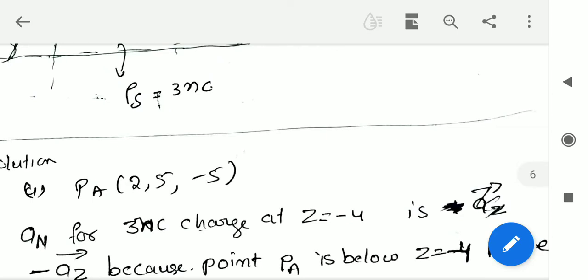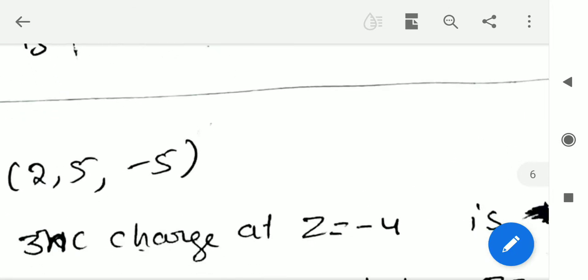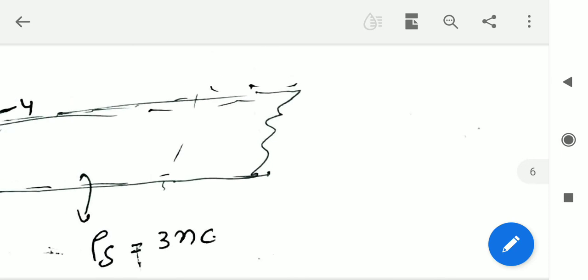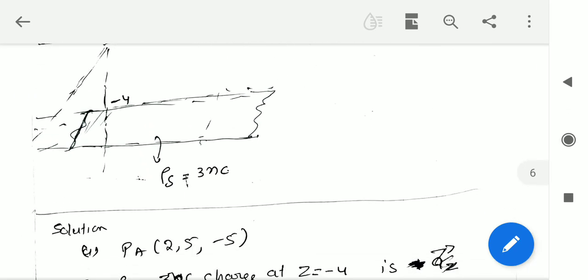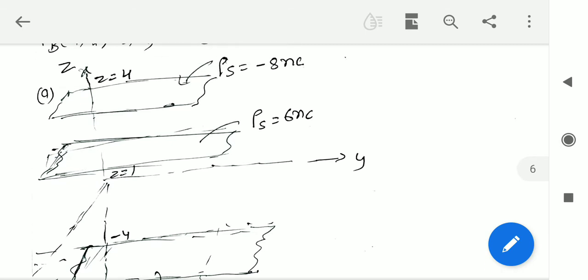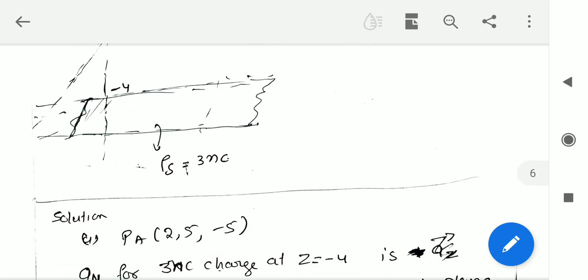Remaining all are constant. Okay, so now let us consider a point PA at 2 comma 5 comma minus 5. 2 and 5 are x and y. Because the sheets are parallel to xy, we can neglect the x and y values. We only have to see the z value. Here the point is present at z equal to minus 5. Z equal to minus 5 means below minus 4, that is, the point z equal to minus 5 is present below all the three sheets, because one sheet is at minus 4, another sheet is at z equal to 1 and another sheet is present at z equal to 4. So the point we considered is present below all the three sheets.